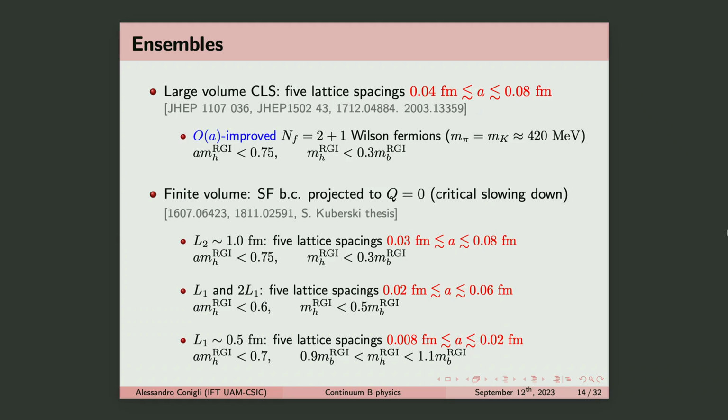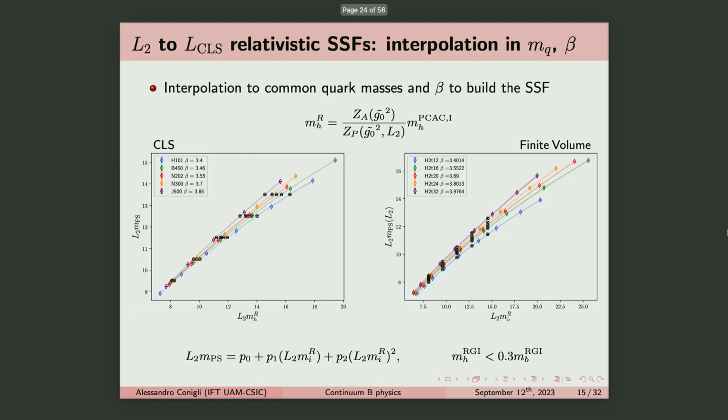Now, the first step of the computation is the extraction of the step scaling function between the large volume CLS and the volume L2. However, these two ensembles are computed at an overlap range of the beta and of the quark masses, but they are not simulated at exactly the same values, and therefore small interpolations are required before building the step scaling function. And this is what I'm showing you here in these slides.